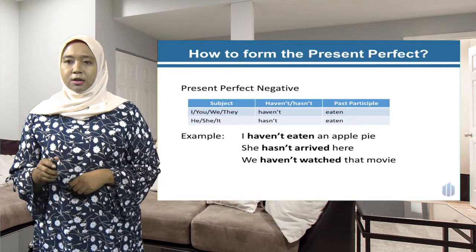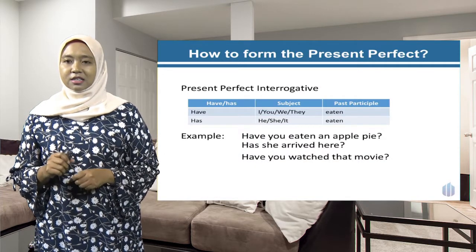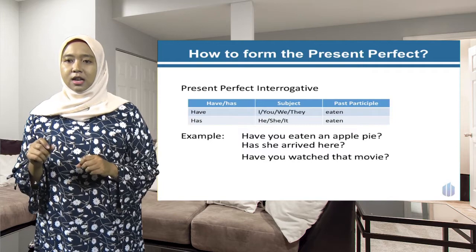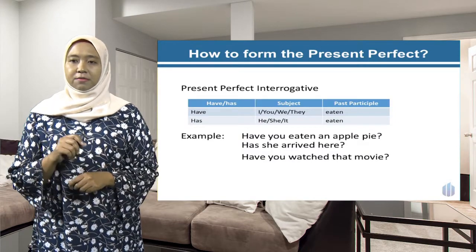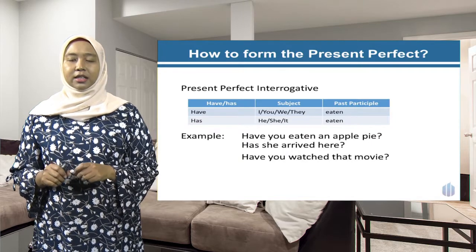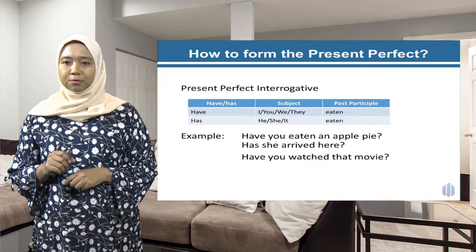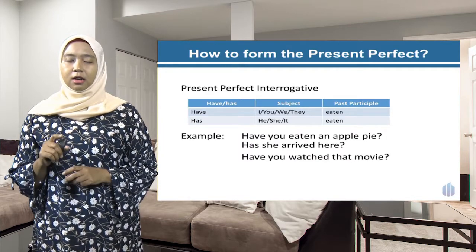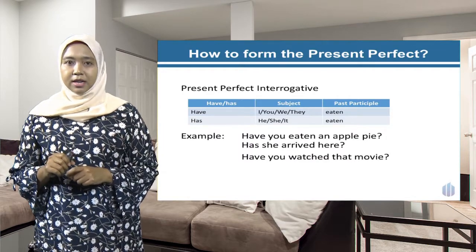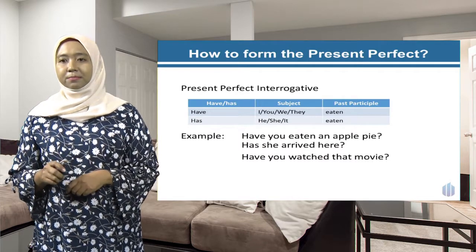And how about interrogative? For the interrogative, you just need to switch have or has to the initial of the sentence. For example, have you eaten an apple pie, and then has she arrived here, and then have you watched that movie? So have or has plus subject plus past participle, or we call it verb 3.